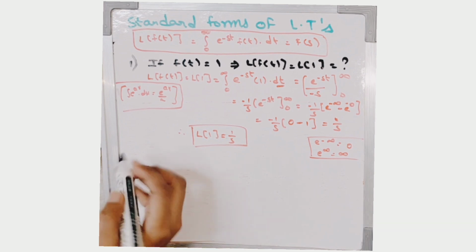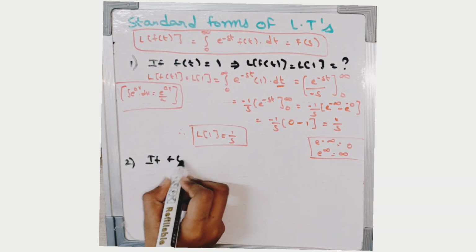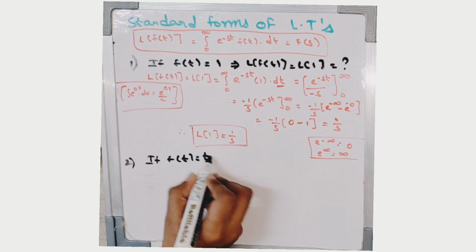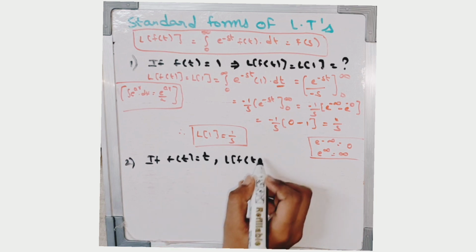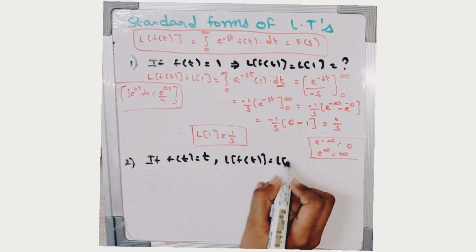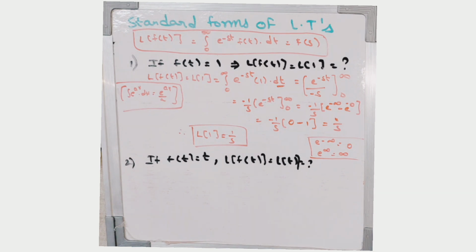Now let's take the second standard form. If f of t is equal to t, then what is the Laplace transform of f of t, which is the Laplace transform of t? Okay, now we know the formula and just substitute.